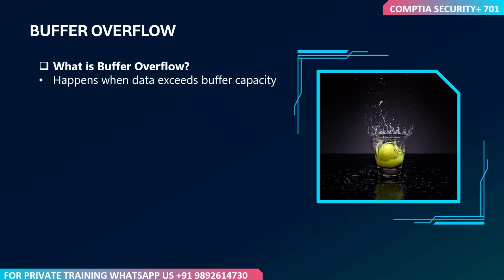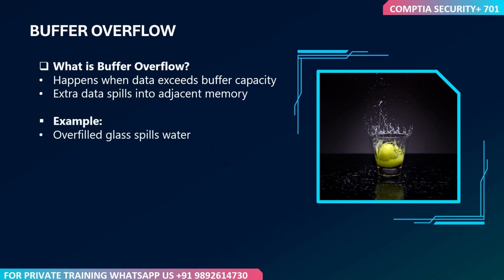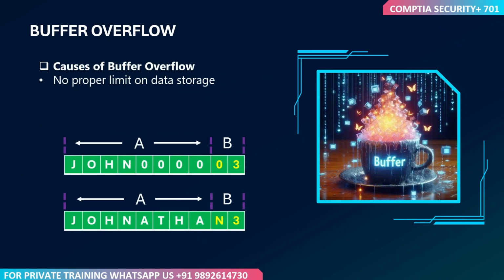So what is buffer overflow? It happens when a program tries to store more data in a buffer than it was designed to hold. And when this happens, the extra data spills over into adjacent memory areas, potentially causing errors, crashes, or even security vulnerabilities. Imagine you have a cup that can hold exactly 1 cup of water. If you keep pouring water into it, the excess water will spill over onto the table. In the same way, when a program writes more data than a buffer can handle, it spills over into unintended memory locations.